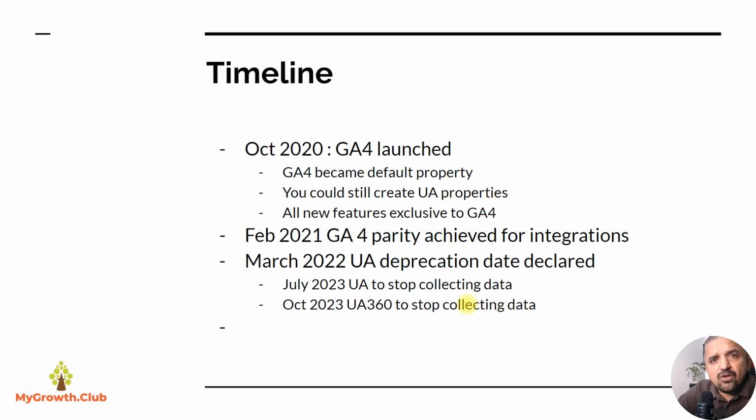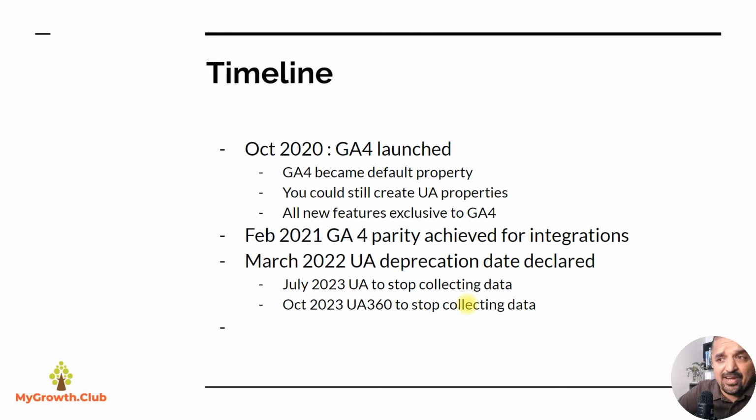This all started in October 2020 when GA4 was launched. By that time, it became the default property when you are creating a new property in Google Analytics. Although you can still create a Universal Analytics property if you want to. I don't know why you would want to, but if there is some crazy person who wants to do it, he or she can definitely do it. But you will get that option only in advanced settings while creating the property. By default, you will only create a GA4 property. So this is where we are.